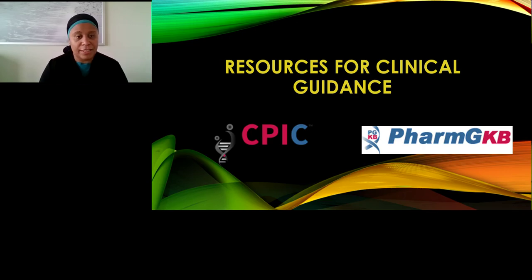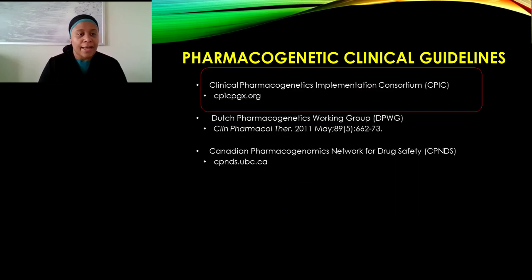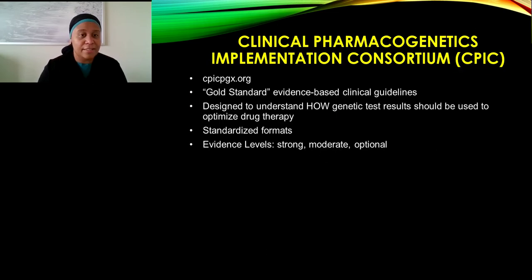So here are some of the resources: CPIC guidelines and PharmGKB. And there are also other resources like the Dutch Pharmacogenetic Working Group and the Canadian Pharmacogenomic Network. But what I have extensive experience with is the CPIC guidelines. They're considered the gold standard for evidence-based clinical guidelines. And it comes with different evidence levels. So you can see a study with the results, and it will tell you whether this is strong or moderate, which helps a lot of practitioners make better judgment of their drug therapies for their patients.